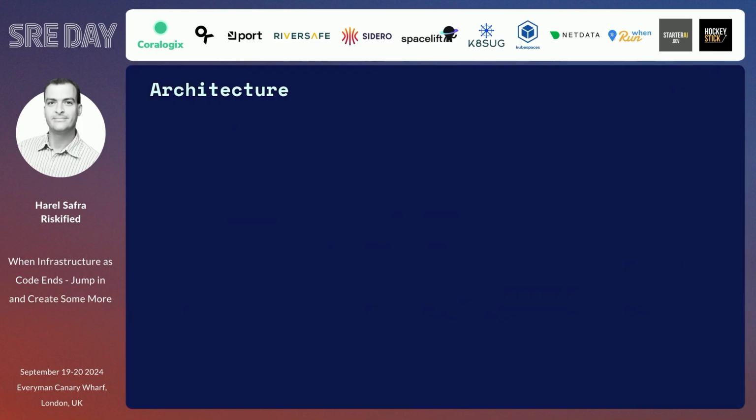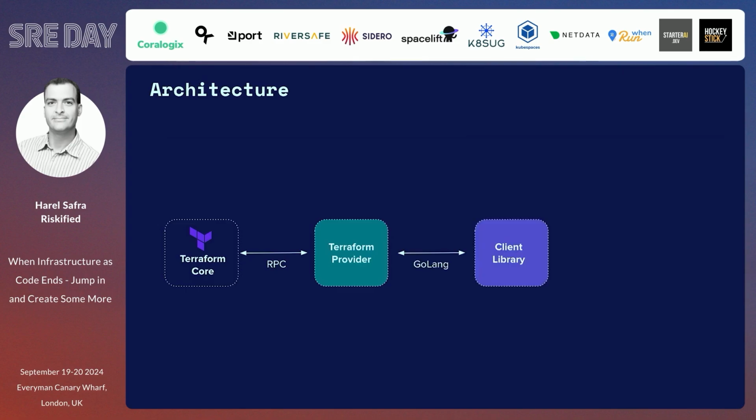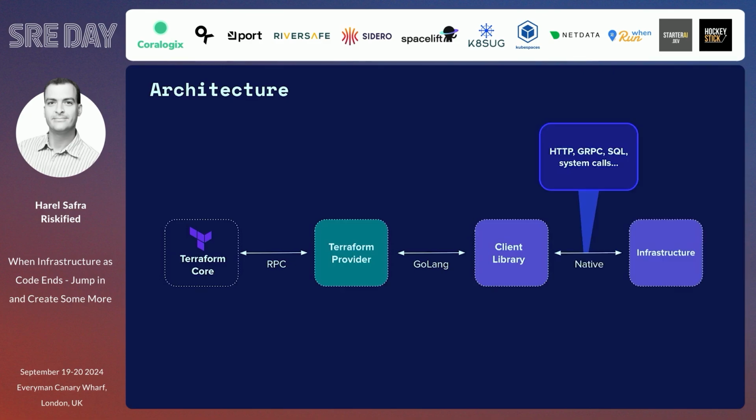Let's start with a bit about the architecture of how this all works. So we have Terraform core. Terraform core is a fancy name for the Terraform CLI that you run to apply, to plan, to do your changes. It interfaces over RPC with a Terraform provider. The Terraform provider is written in Go, and it will usually wrap a client library that's written in Go and adapt Terraform nomenclature into the infrastructure nomenclature. And the client library will then interface again with the infrastructure itself.